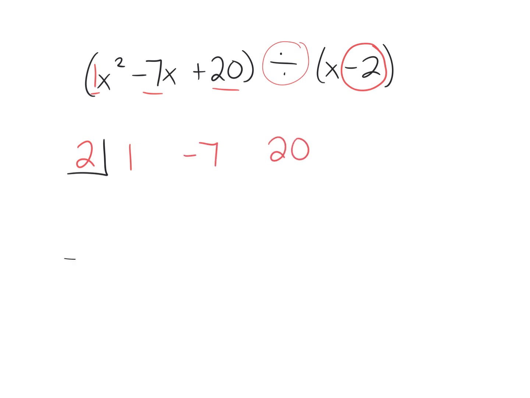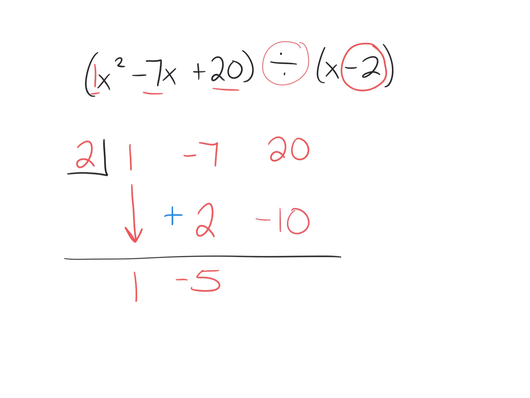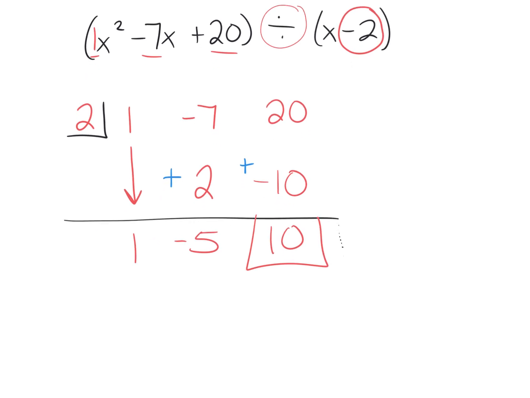Can I start synthetic division? Yes. What do I do first? Drop down the 1. So I have 2 times 1 is 2. What am I doing in the middle? Adding. What's negative 7 plus 2? Negative 5. 2 times negative 5, negative 10. What am I doing in the middle? Subtracting, really adding. 20 plus a negative 10 is 10. Why am I boxing that 10? That's the remainder.